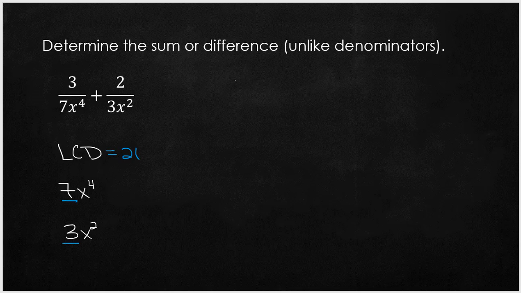Setting up my problem, I've got 3 over 7x to the fourth, and I give myself a little bit of room so I can do some work in between, plus 2 over 3x squared. In the first term, I'm going to multiply by 3. Over here, I'm multiplying by 7.